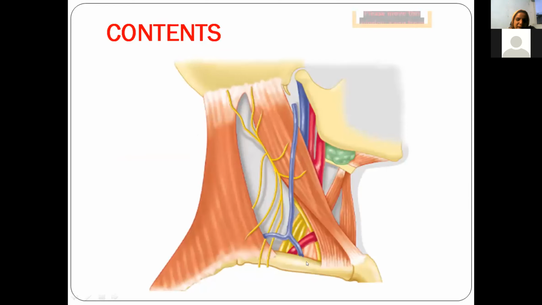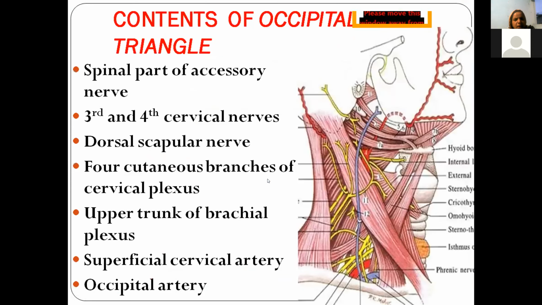Now coming to the contents, what are we finding? We are finding nerves, we are finding trunks of the brachial plexus, we are finding veins, arteries, isn't it? This is a little complicated picture, I will not tell you. It's better to see the contents of the occipital triangle. If you are following Chaurasia, there is one table given which simplifies your learning like anything. You can download the soft copy if you do not have the hard copy of the book.